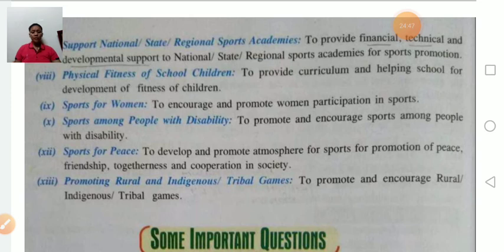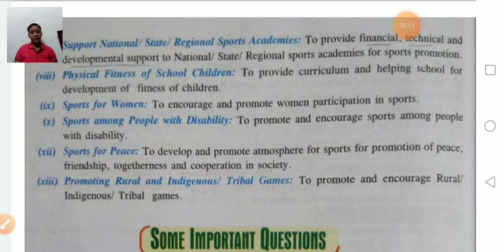Sports for women. This Khelo India program motivates women to participate in sports by developing different policies and different schemes. They make different schemes for women so that they can be motivated to participate in sports.